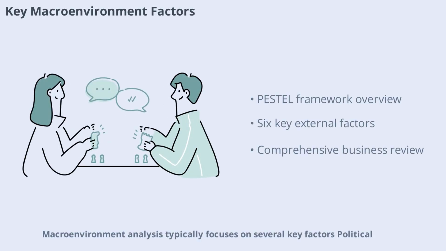Macroenvironment analysis typically focuses on several key factors: political, economic, social, technological, environmental, and legal, often remembered by the acronym PESTEL. Each of these dimensions can have a significant impact on business operations. For example, political stability can affect market confidence, while technological innovation can open up new product opportunities. By breaking down the macroenvironment into these categories, businesses can ensure a comprehensive review of all external influences.